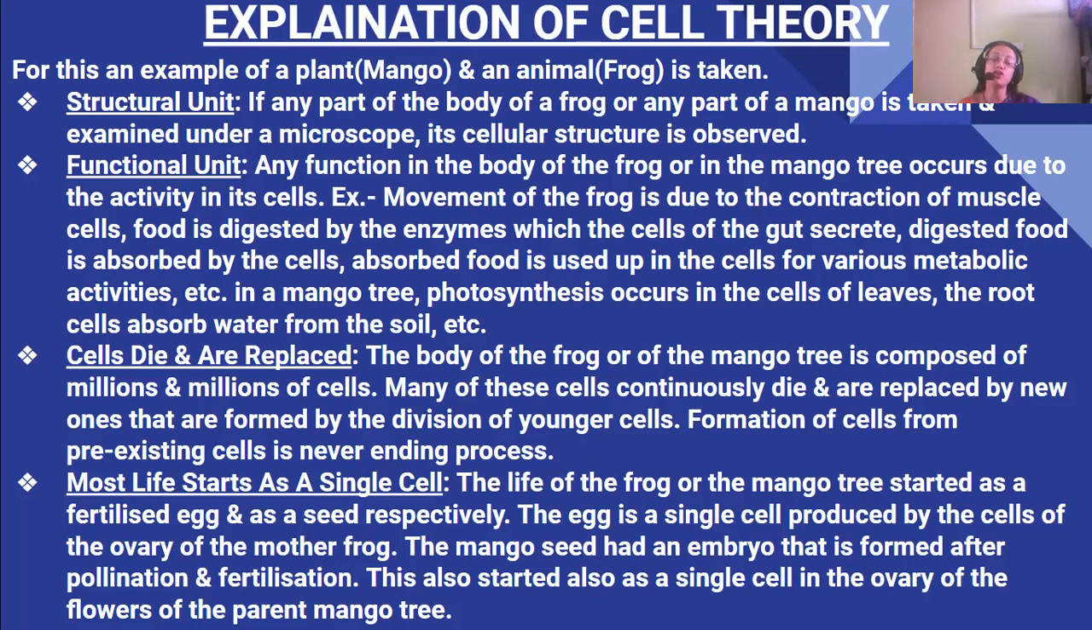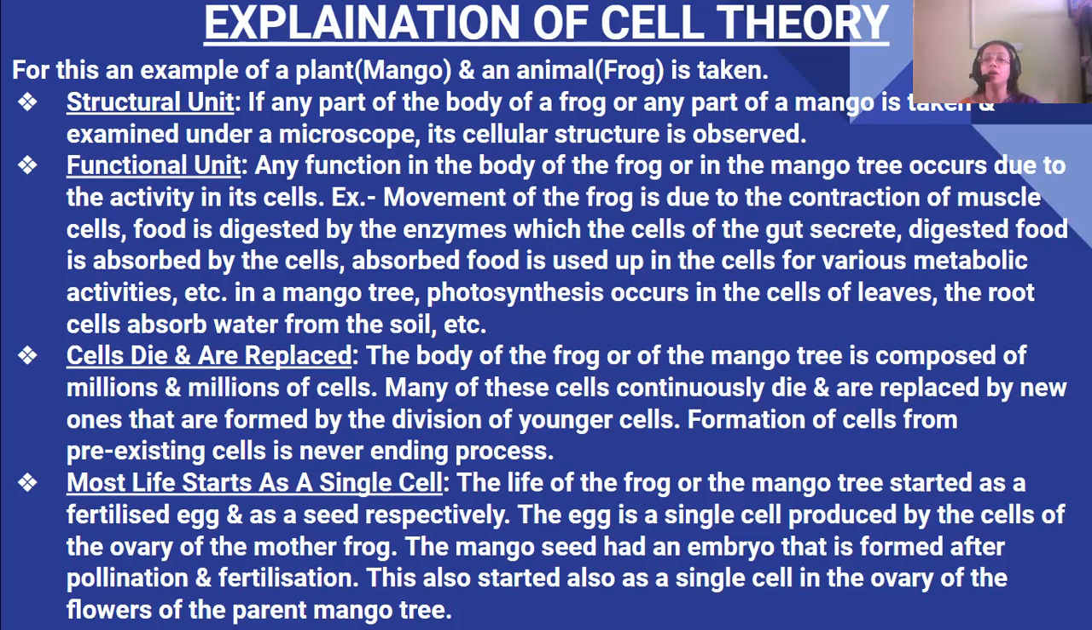Then the functional unit. The plant body or animal body is made up of cells, we can conclude from that. Any function in the body of the frog or in the mango tree occurs due to the activity in its cells. The activity done in the cells produces the function of the whole frog body or the whole mango tree body.